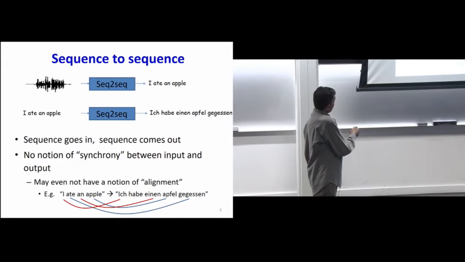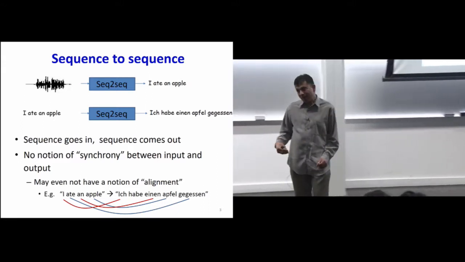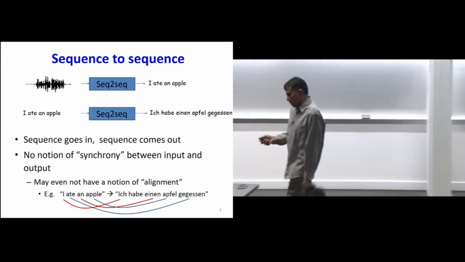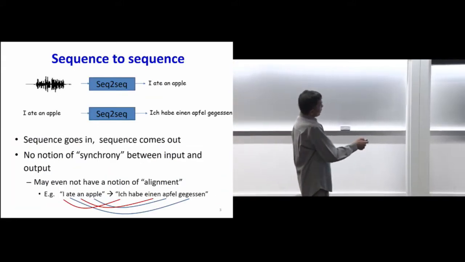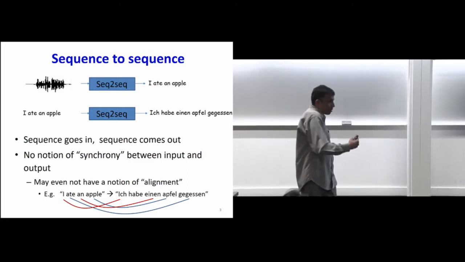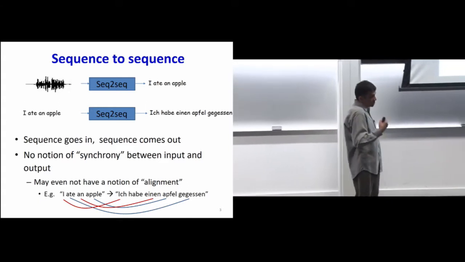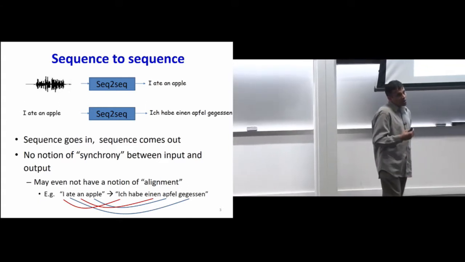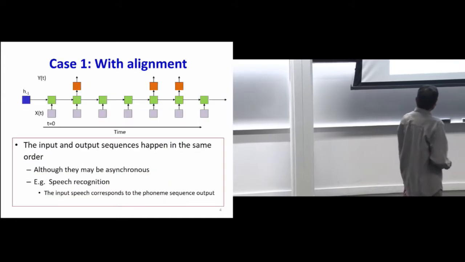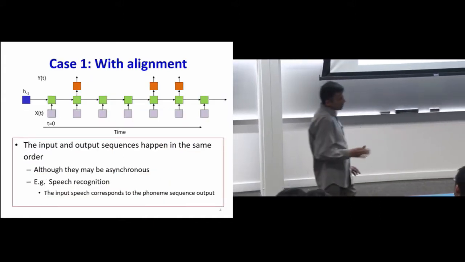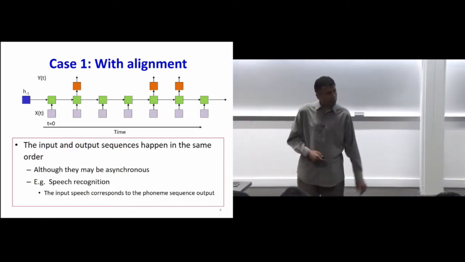Whereas in the first case, although the length of the input and the length of the output may not be the same, they're kind of order synchronous. So they're two different kinds of problems. Today we're going to be focusing on the first kind of problem, where the output is order synchronous with the input, but the length of the output has no direct bearing on the length of the input. So let me correct that. The length of the output depends on the length of the input, but does not have to be exactly the same as the length of the input.